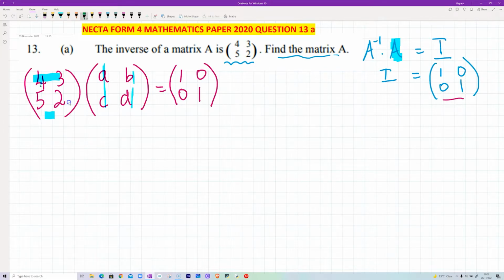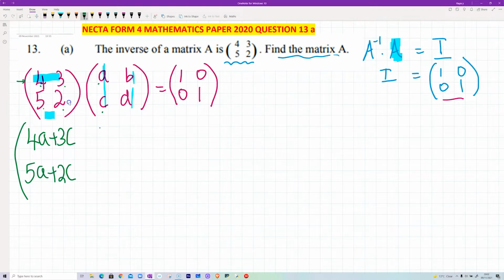So 4 times A is 4A, and then we add 3 times C, which is 3C. That's our top number. Then we do the bottom row with the same column: 5 times A is 5A, and we add 2 times C, which is 2C. Then we go across, the same row with the other column.